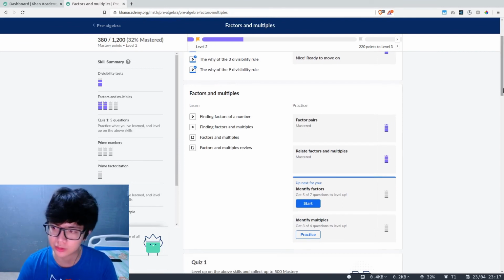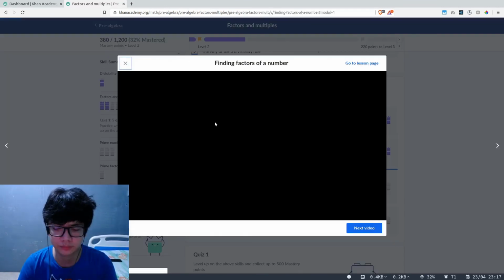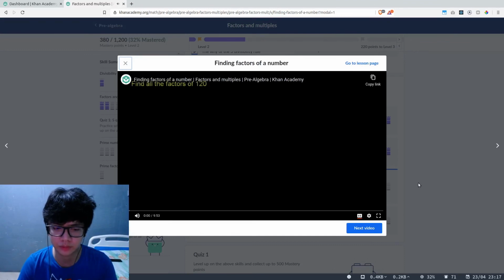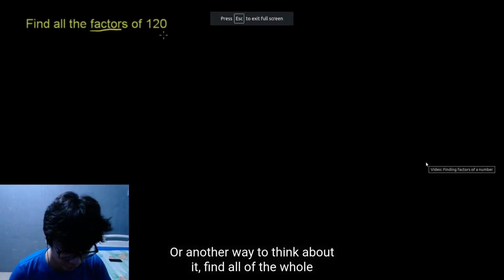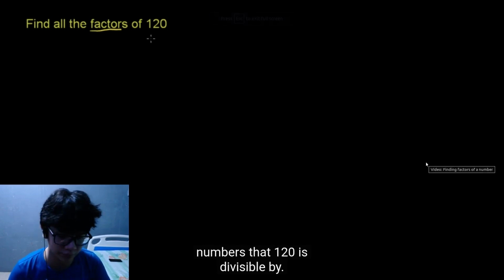Factors and multiples. Find all of the factors of 120. Or another way to think about it, find all of the whole numbers that 120 is divisible by.